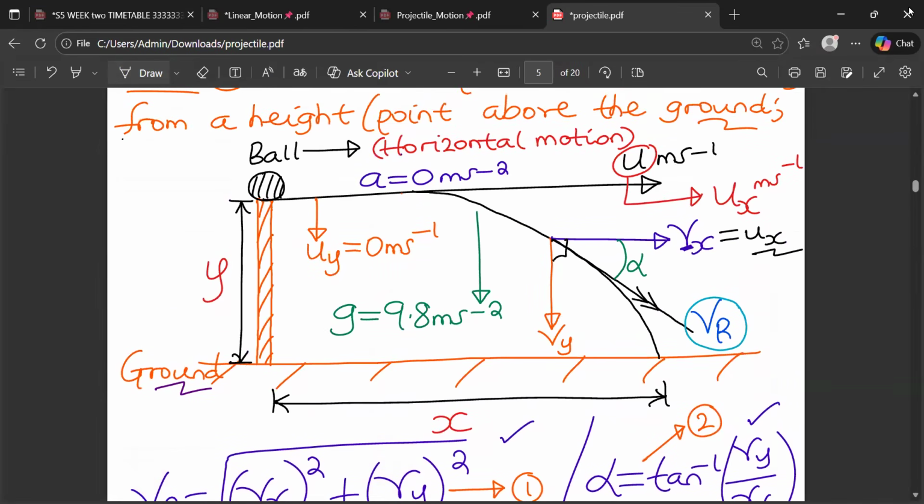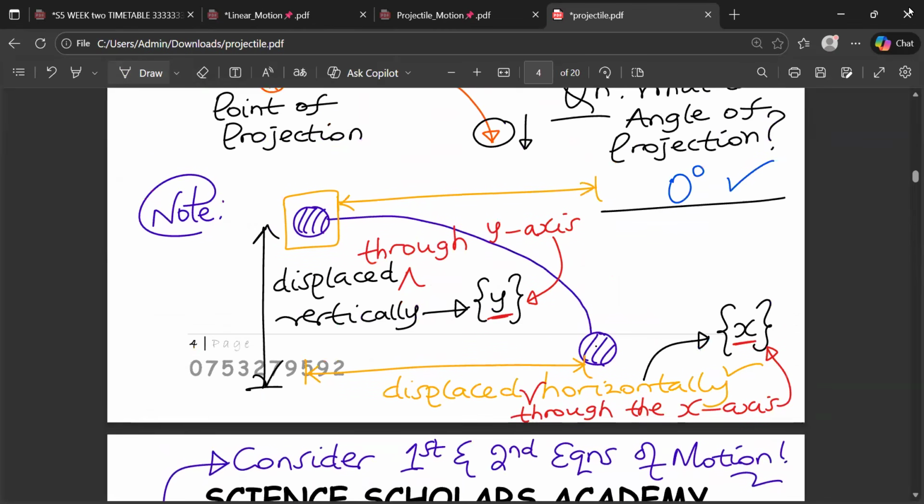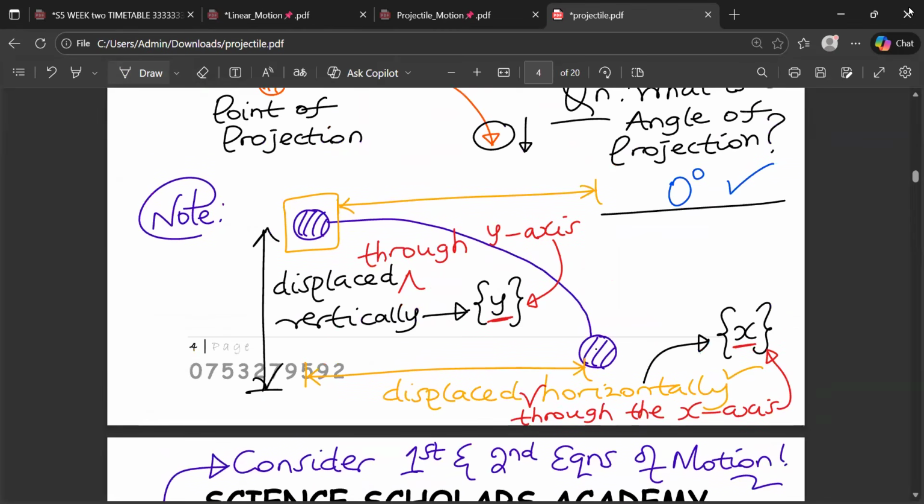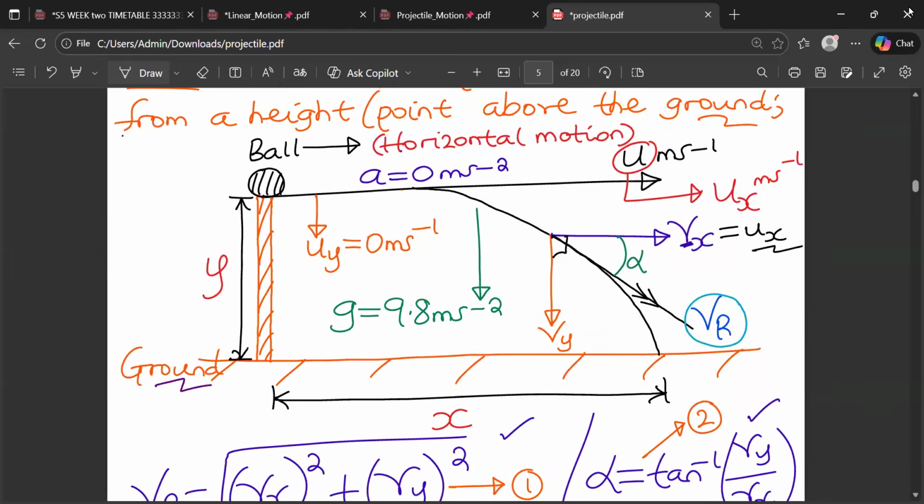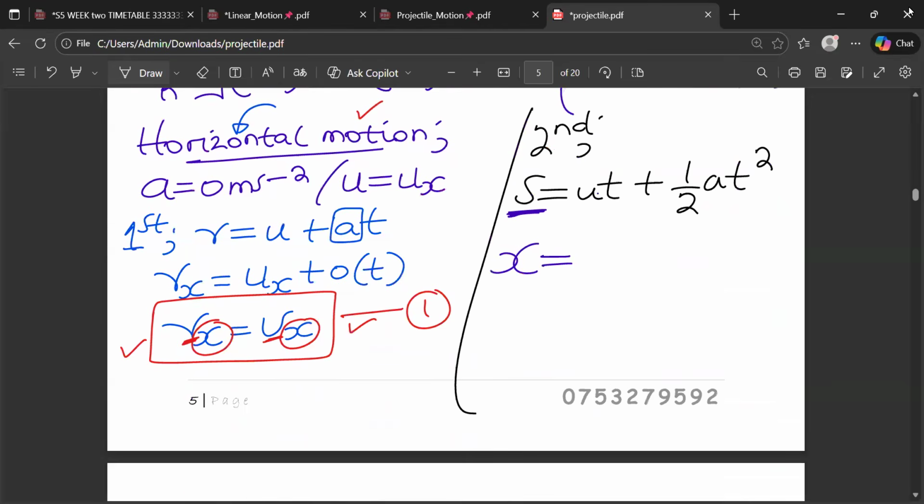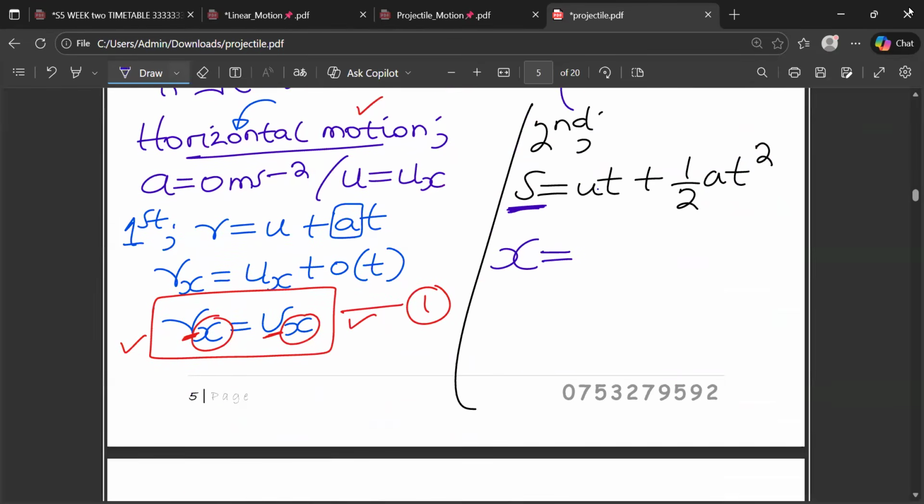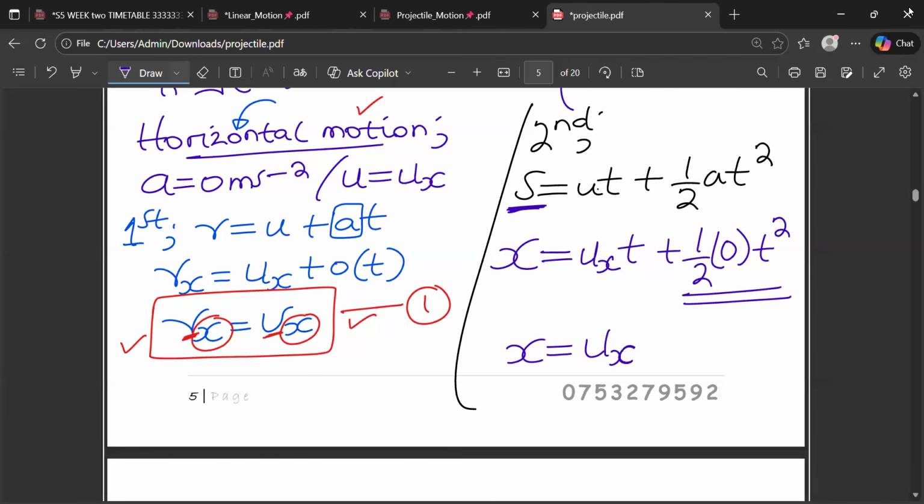So for horizontal motion, you can see the displacement is x. You even have here a sketch I put for you. That is displaced horizontally through the x-axis, that's why we call it x. Displaced vertically through the y-axis, that's why we call it y. So the displacement through the horizontal plane is x. Our u is ux, then t, you get? Then plus a half, what is the a? The a is 0, then the t squared, the time taken. So you can see the whole of this is dying. We are remaining with x equal to the initial velocity in that plane, ux, times t.